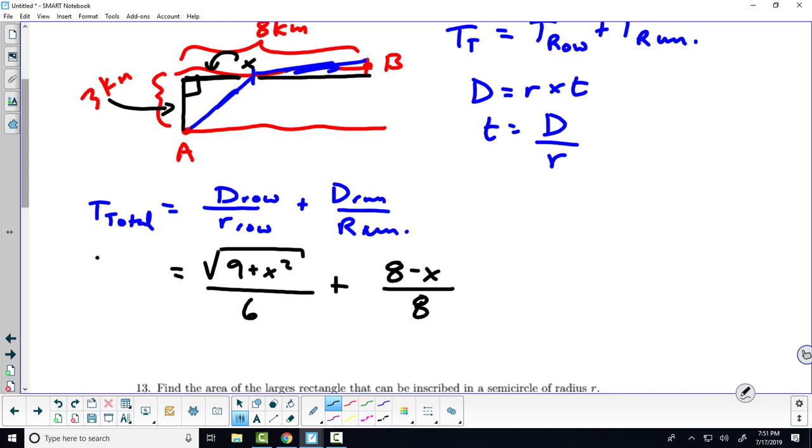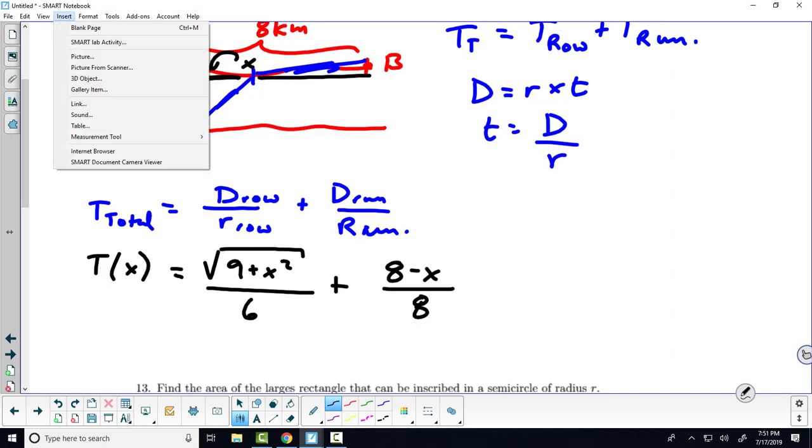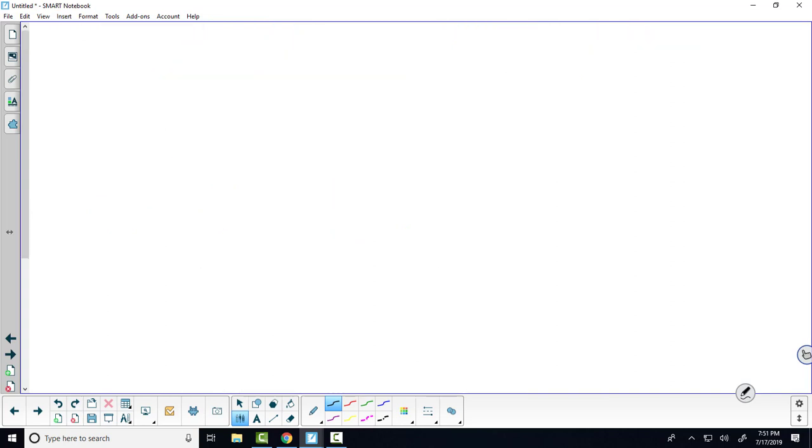Okay. So now we've got the total time as a function of the variable x. You tell me where you land, and I'll tell you how long it will take for you to do the whole route. So we've got, I'm just going to recopy it, T of x is the square root of 9 plus x squared all over 6 plus 8 minus x over 8. So let's find t prime of x here.